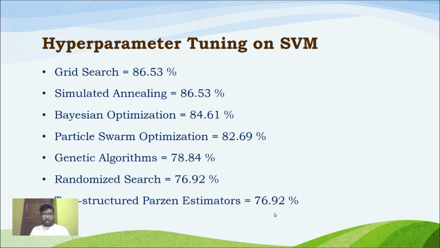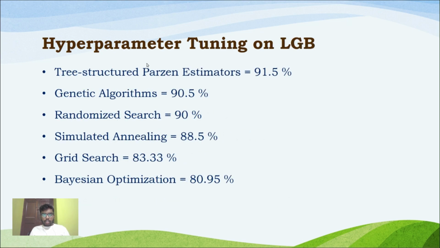After applying these hyperparameter tuning techniques on SVM, I achieved 86.53% at max, through grid search and simulated annealing. After that, I moved to light gradient boosting. In light gradient boosting, I applied these hyperparameter tuning algorithms: tree structured Parzen estimator, genetic algorithm, randomized search, simulated annealing, grid search, and Bayesian optimization. With the tree structured Parzen estimator, I achieved 91.5% accuracy at max.